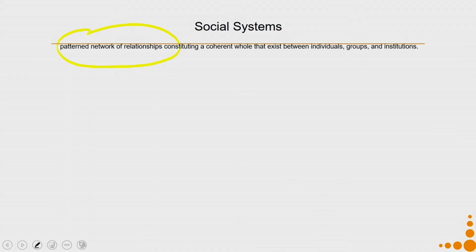How is it different from the social systems? A social system is a patterned network of relationships constituting a coherent whole that exists between individuals, groups and institutions. Say, for example, if I say I belong to IIT Guwahati, that is because of a certain pattern network of relationships. As soon as I say I belong to IIT Guwahati, and this person belongs to IIT Guwahati, we have something in common between us, which is created because of the social system, which is the pattern network of relationships constituting a coherent whole.